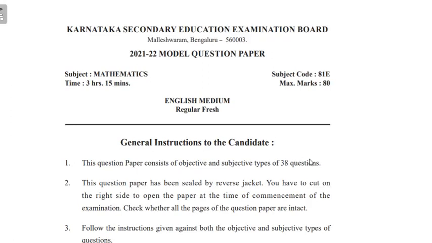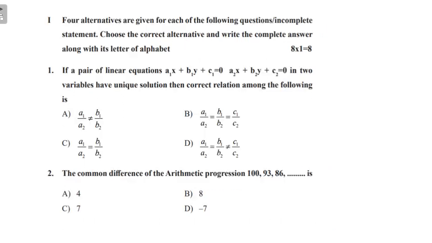Today we are going to see Model Question Paper 2021-22. Here the question paper itself indicates that there are both subjective and objective type questions and there are 38 questions. So now let's see the first two mains in this video. Now when you see the first main, it is an MCQ section where you have 8 questions which need to be answered. So now let's see one by one.